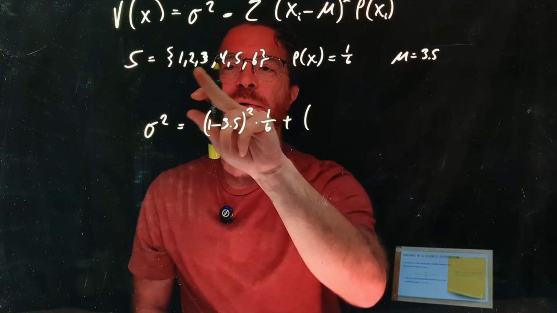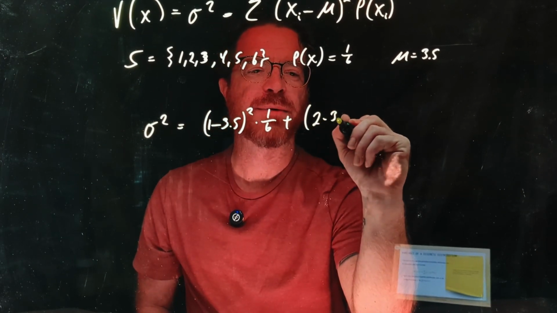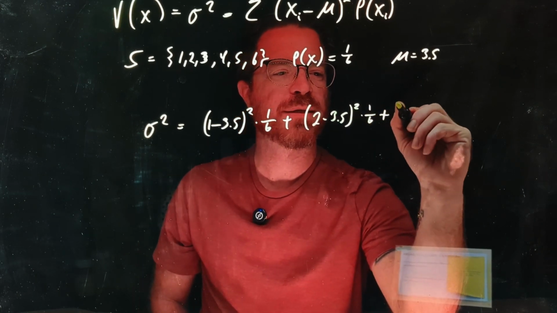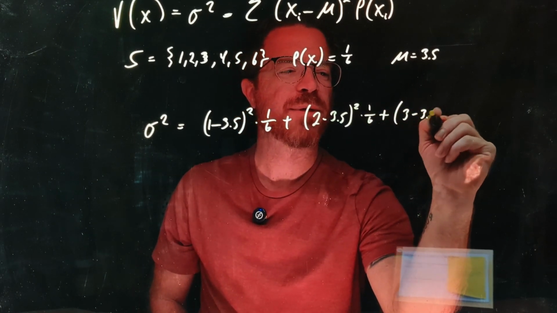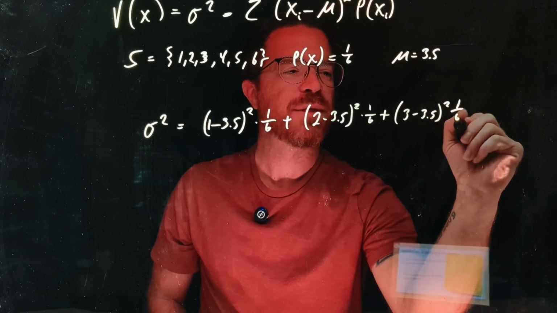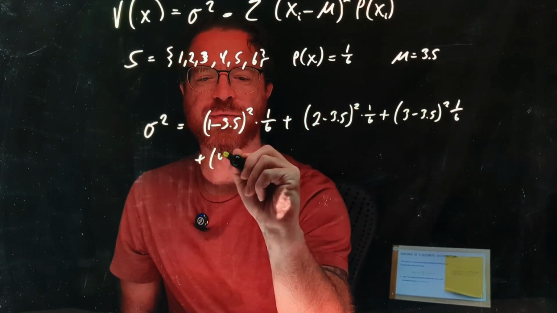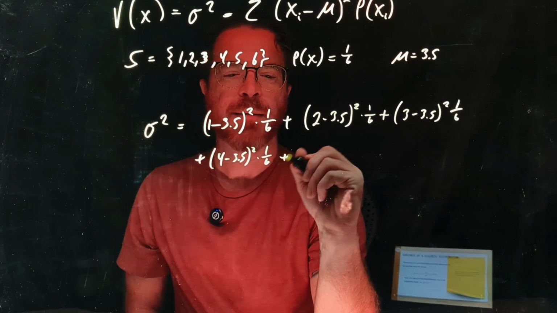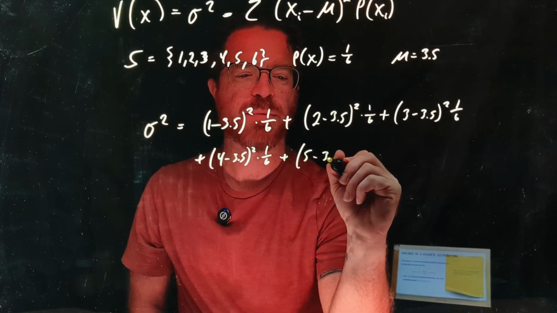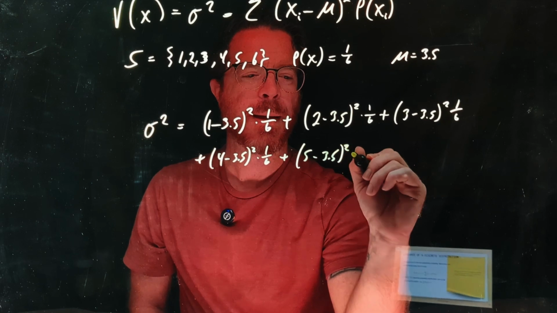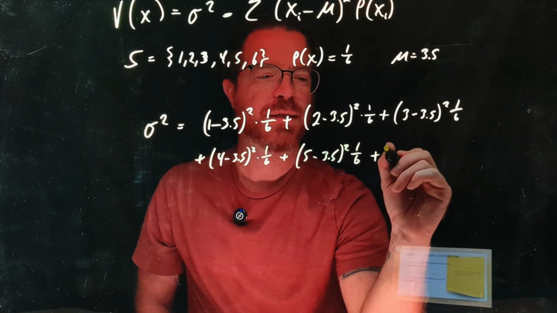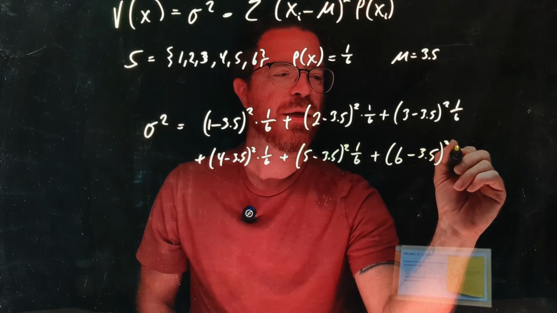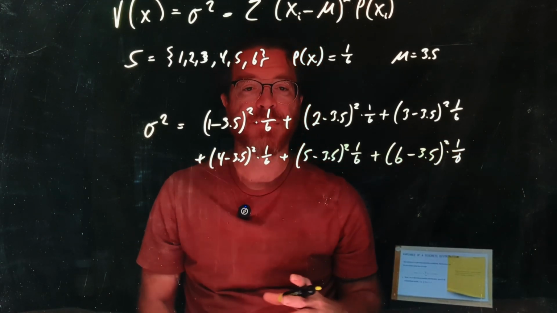plus the second outcome, 2 minus 3.5 squared times 1/6, plus the next outcome, 3 minus 3.5 squared times 1/6, plus 4 minus 3.5 squared times 1/6, plus 5 minus 3.5 squared times 1/6, plus 6 minus 3.5 squared times 1/6.